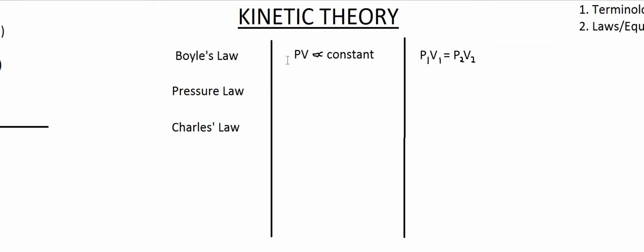For the pressure law, it means P is directly proportional to T. If you put it in equation form, you have P1 over T1 equals P2 over T2. Like this.